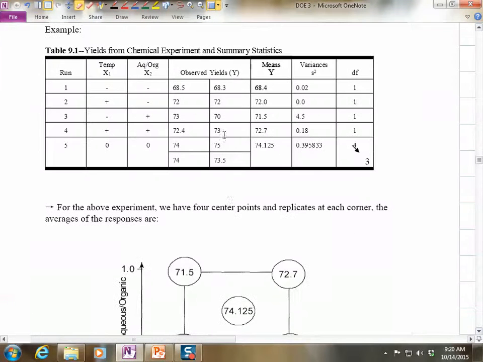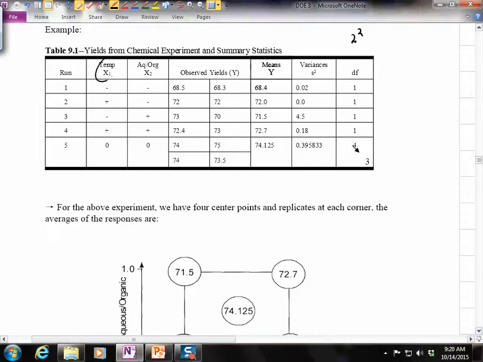Let's look at this example. So here we've got a 2 to the square design. We've got x1, and x2. We've got a full factorial. How many replicates did we do?